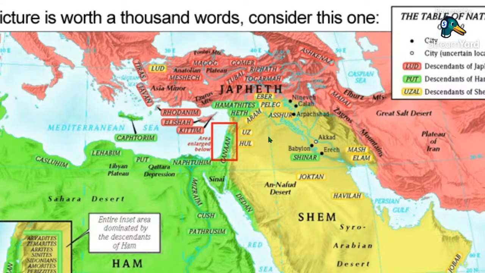Okay, and then, of course, we have Cush, Put, Mitzrayim, and Canaan that are the sons of Ham. Then we have Lud, Asher, Aram, Elam, and Arpachshad that are the sons of Shem. So it's all there. Nobody's missing. Everybody's present and accounted for.